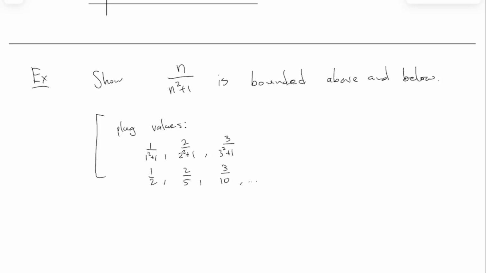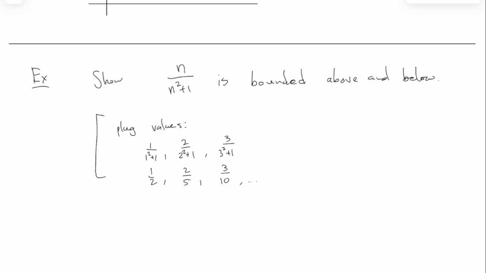Just writing it like that, I don't really have a great feel for what the pattern is, but 2/5 is a little bit less than 1/2, right? Because 1/2 in terms of fifths would be 2.5 fifths, and then 3/10 is a little bit less even than that. Anyway, your job here is to show that it's bounded above and below.